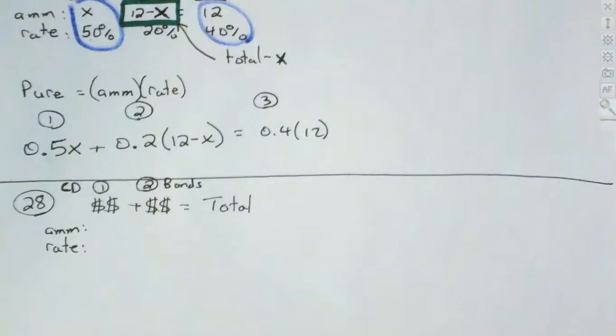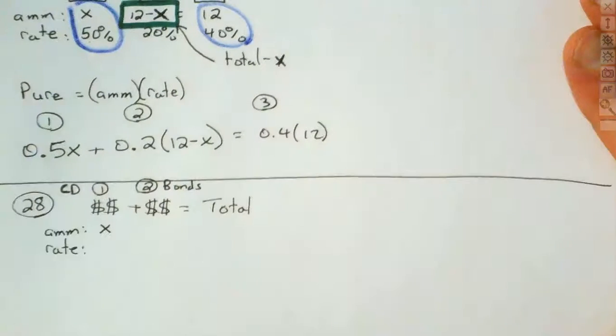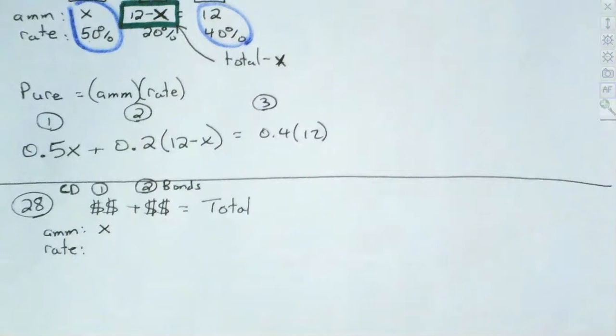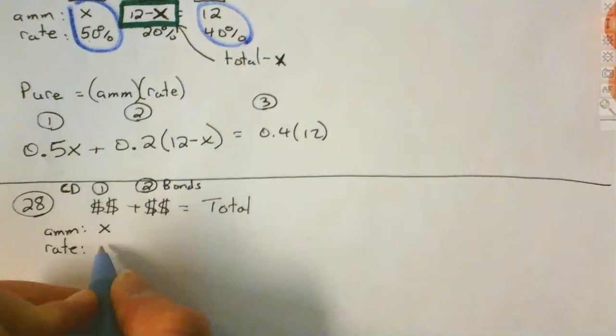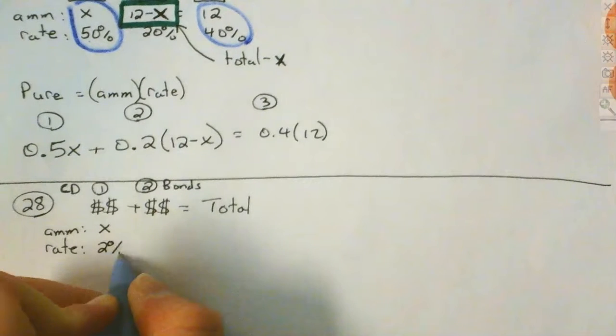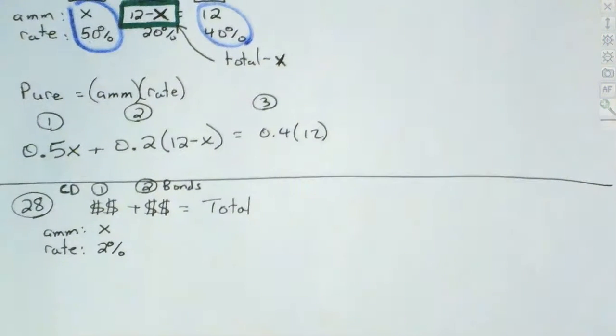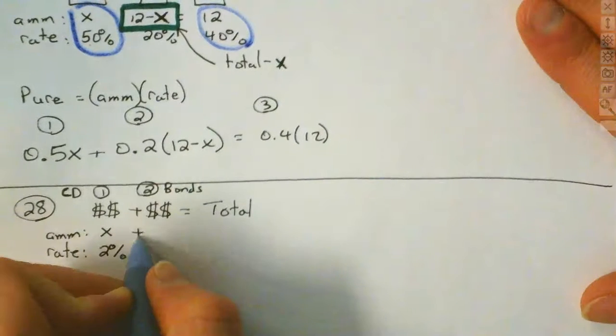So Margaret won a prize for her work. She invested part of the money in a CD that paid 2%. So what does that tell me? We've got a CD. Do we know how much is in there? No. Unknown amount, right? So unknown amount is in the CD. So we're going to use an X. What percentage rate does the CD pay out? It pays out 2%. Then we've got some bonds.